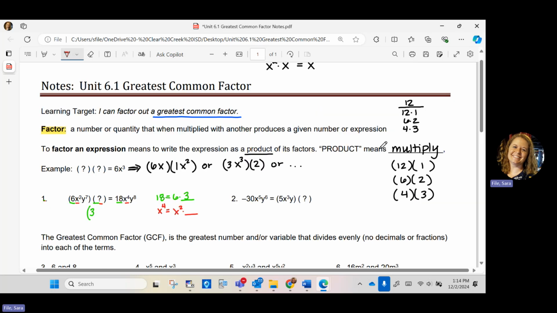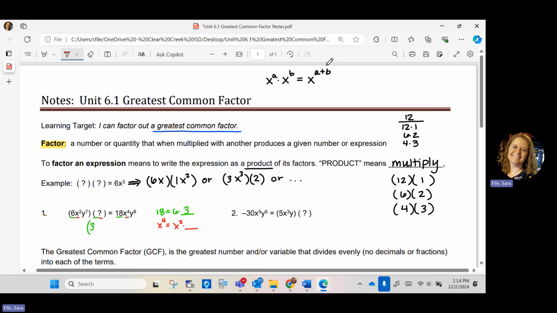Remember the rule we reviewed up here said you add the powers. So 2 is going to be added to something to give me 4. 2 plus what gives me 4? 2. So this term needs to be x to the power of 2, or x squared.